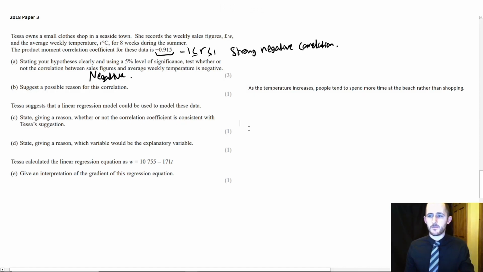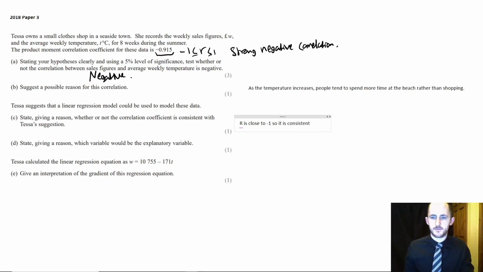Well, essentially, this is going to be like a straight line graph. So if R is away from 0, so the magnitude of R is closer to 1, then you can indeed use regression models. In this case, R is close to -1, so it is consistent.